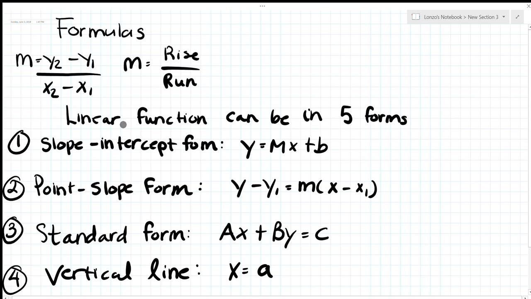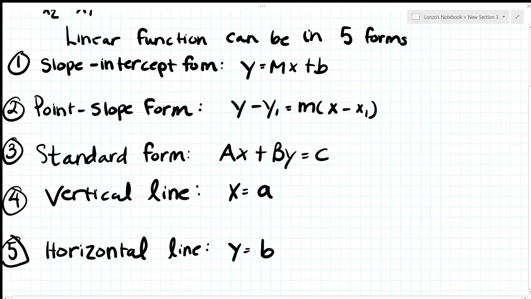Linear functions can be in five forms. The first one is the slope-intercept form, which is the most common one, y equals mx plus b. We also have point-slope form, where you have y minus y1 equals m times x minus x1, and then the standard form, ax plus by equals c, and then the vertical line where x equals a, and the horizontal line y equals b, right?